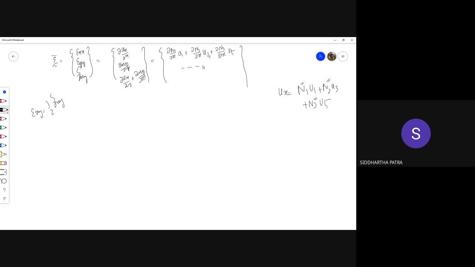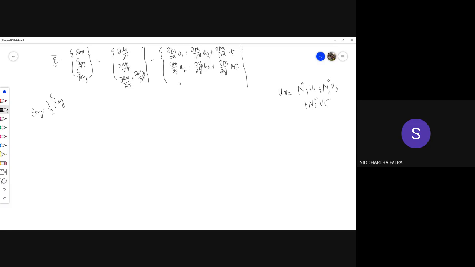Similarly, I can populate the second row. The second row would look like this: del n1 del y times u2. Instead of u1, it should be u2. So two things are changing: from derivative with respect to x to derivative with respect to y, and instead of multiplying u1, I'm multiplying u2, because I'm supposed to take the derivative of the degrees of freedom in the y direction. Then del n2 del y u4.